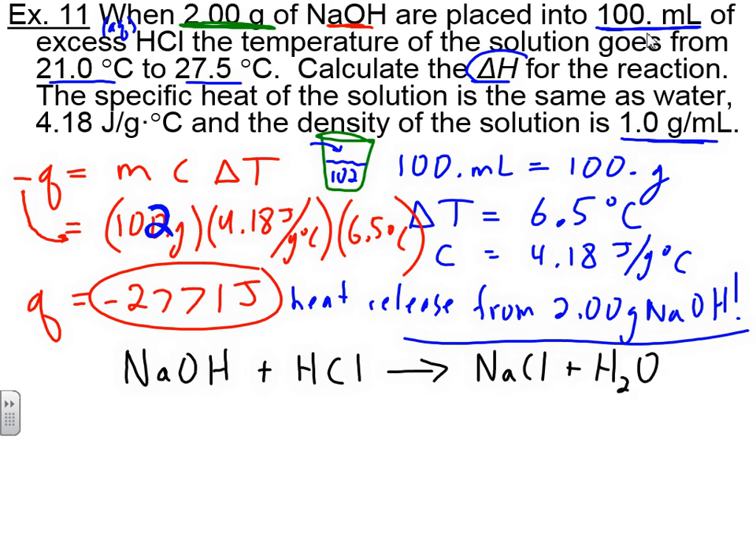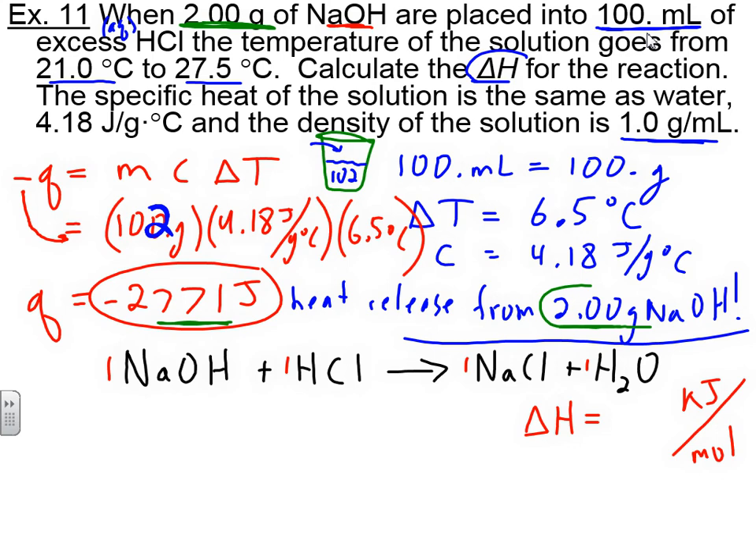Now the delta H has to be per mole of the sodium hydroxide. Why per mole? Because the equation is balanced to be 1 for 1 for 1 for 1. This is a really simple equation. So we have to get kilojoules out here per mole. Right now we have joules. We've solved joules from 2 grams of sodium hydroxide. So to get it to kilojoules per mole, what we'll have to do is actually convert the 2 grams of sodium hydroxide into moles, and then simply divide the kilojoules by the moles.